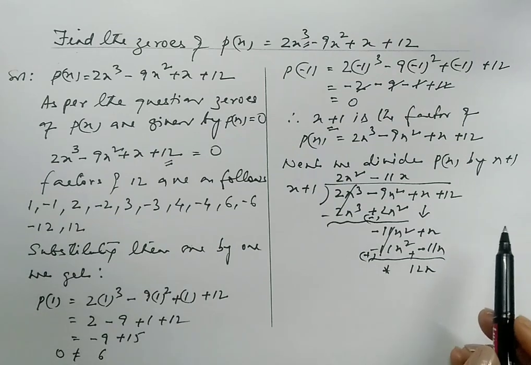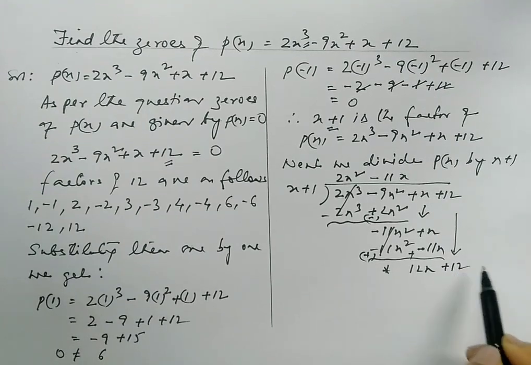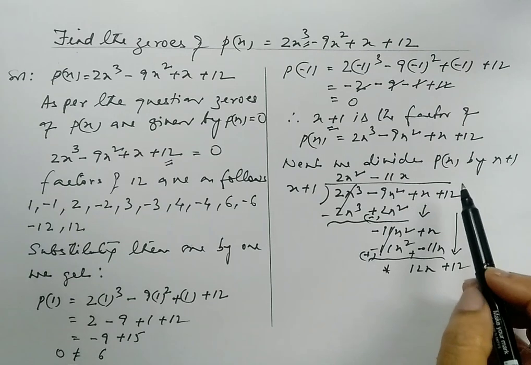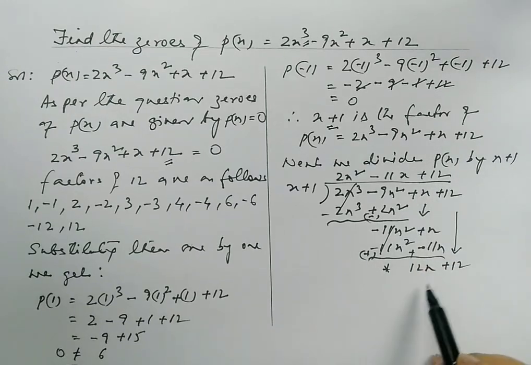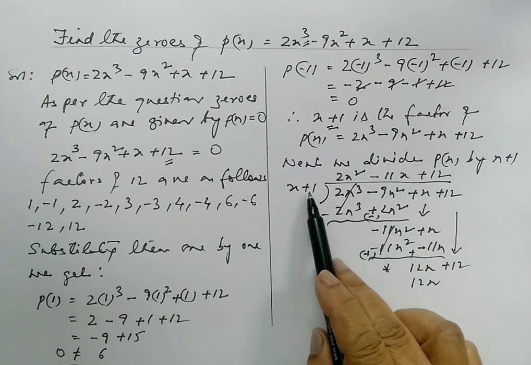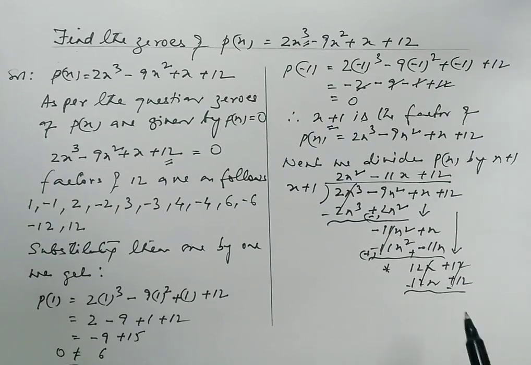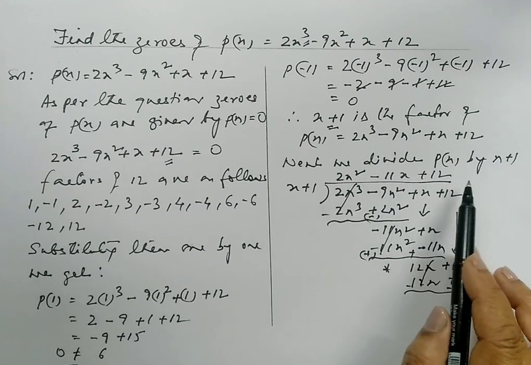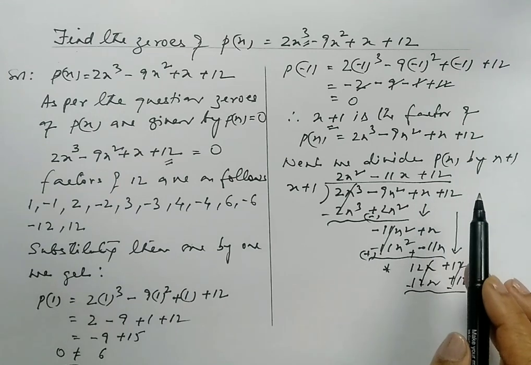Now, what next? We'll bring down this 12 here, plus 12. So 12x will only come if I multiply x by 12, isn't it? So 12x and plus 1 multiplied by 12 is 12. So I get, okay, no remainder at all, which means this is the next factor which needs to be broken further to be able to find out the other two factors.